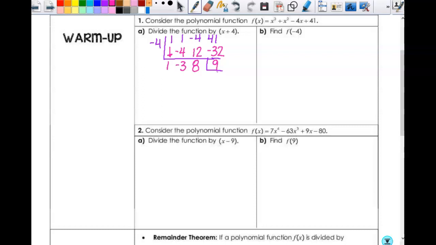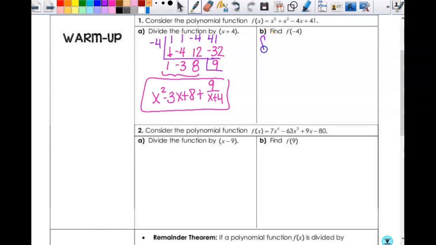We agree with that? All right, so then I have 3 of these. That means it's a quadratic. So x squared minus 3x plus 8 plus 9 over x plus 4. Do we all agree with that? All right. So now we are going to use that same function, and this time we are going to evaluate f of negative 4. So we're going to substitute that in. f of negative 4 equals negative 4 cubed plus negative 4 squared minus 4 times negative 4 plus 41. Okay?